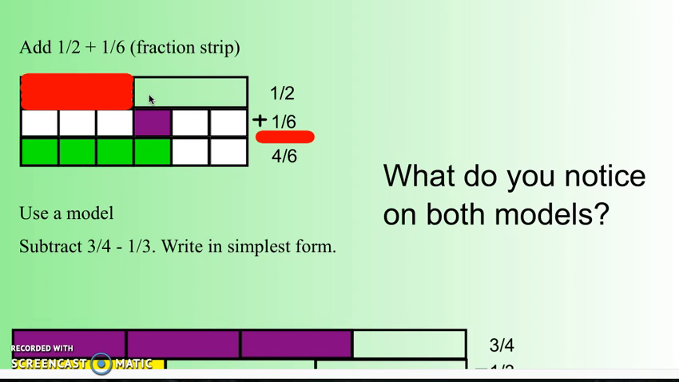And notice though the 2 equal parts remain, and then below that we created a model that represents 1 out of 6 equal parts. Okay. Now, where do you think the 4 out of 6 equal parts come from? Where does that come from?